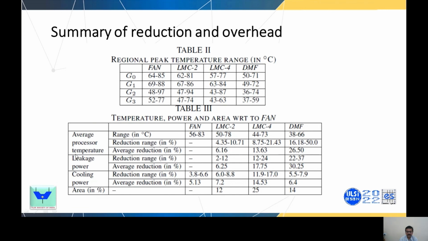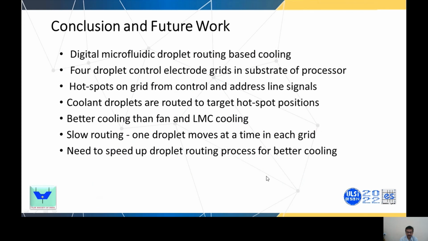So this is a summary where you can see that the average processor temperature reduction of DMF is 26.5%, and the leakage power reduction achieved by the DMF is 30.25%, which is much more than the LMC2 and LMC4 with respect to the fan-based cooling, but they need some overhead of area and power.